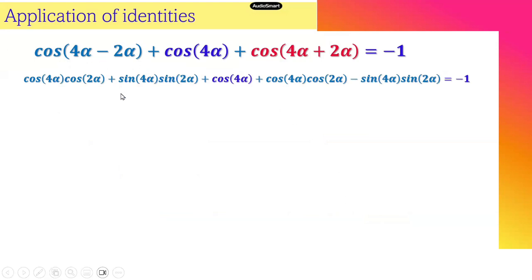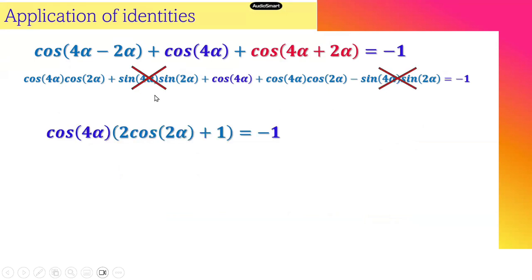So this one is plus sine 4 alpha sine 2 alpha, and for this one it is minus sine 4 alpha sine 2 alpha. And then these two will cancel out, and the rest we are left with is cosine 4 alpha cosine 2 alpha, twice. So it becomes like this: cosine 4 alpha times 2 cosine 2 alpha plus 1 is equal to minus 1.